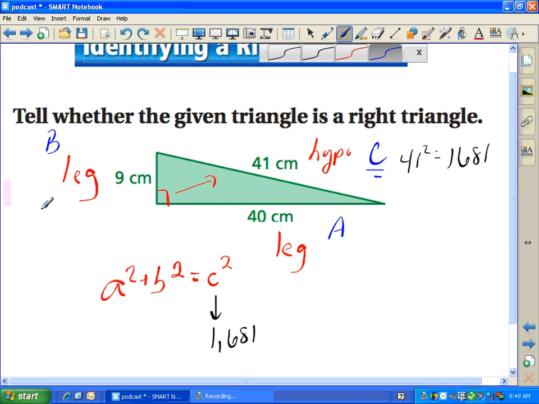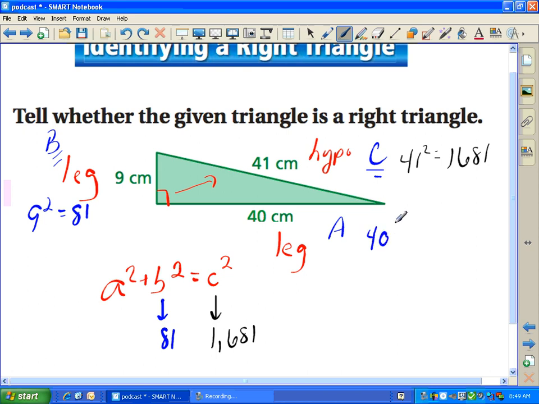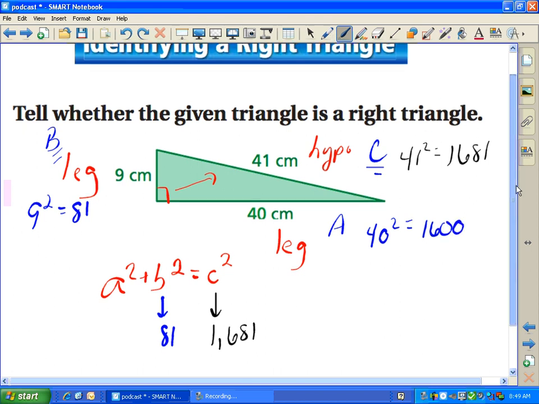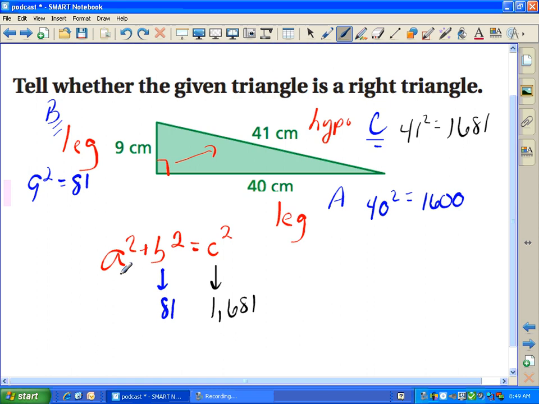I'm going to square 9. Easy pleasy. That gives me 81. I'm calling this leg B. That's going to be 81. I'm going to square 40. A little bit of mental math. 4 times 4 is 16. Add 2 zeros, plus 10 bears for the mental math. And I'm going to say that A is 1,600.